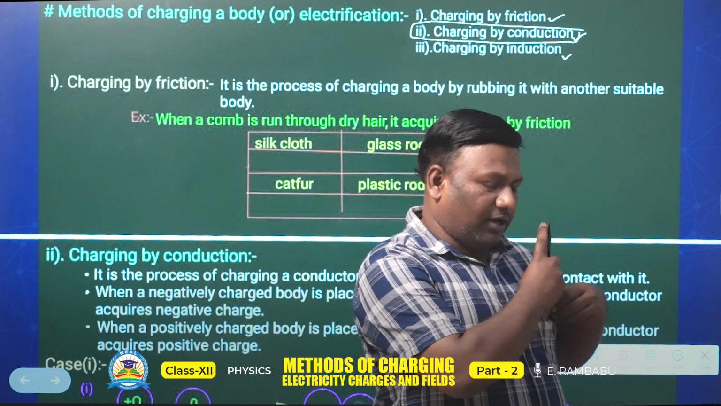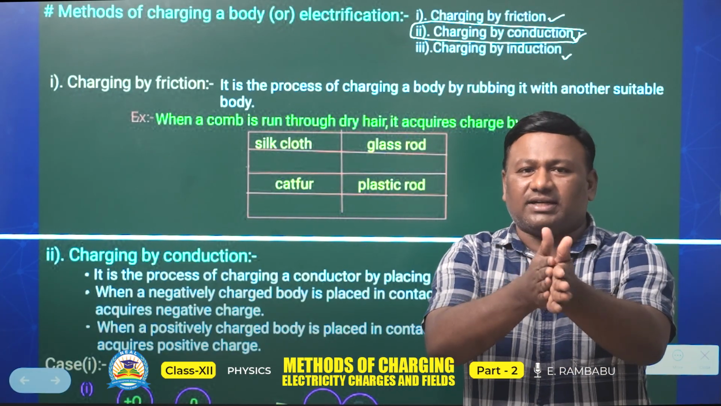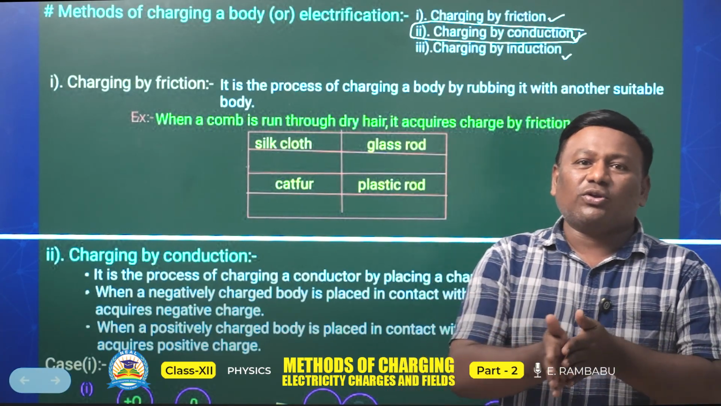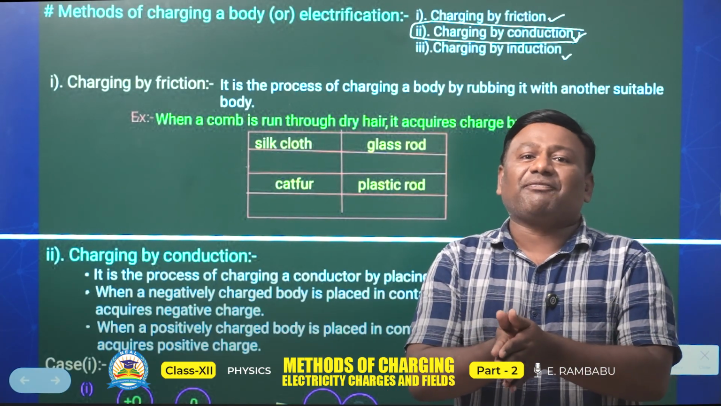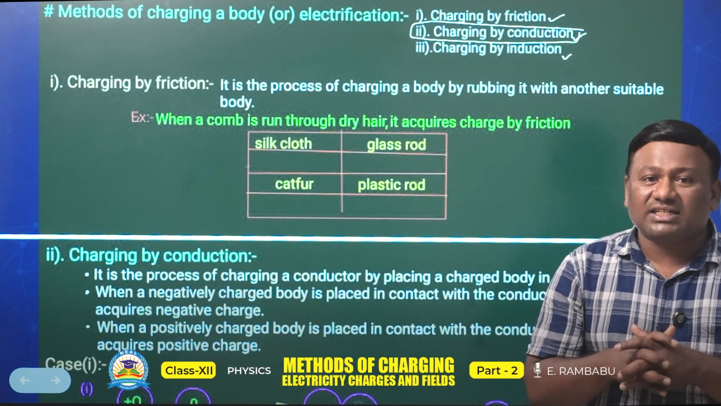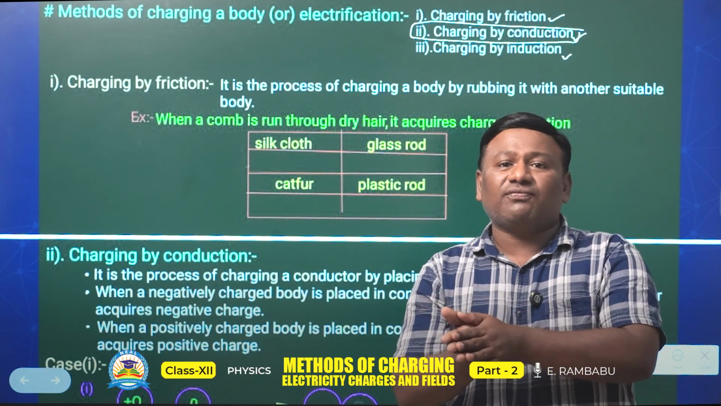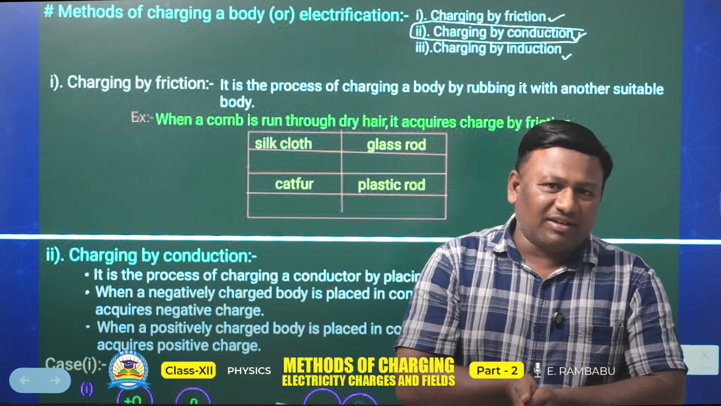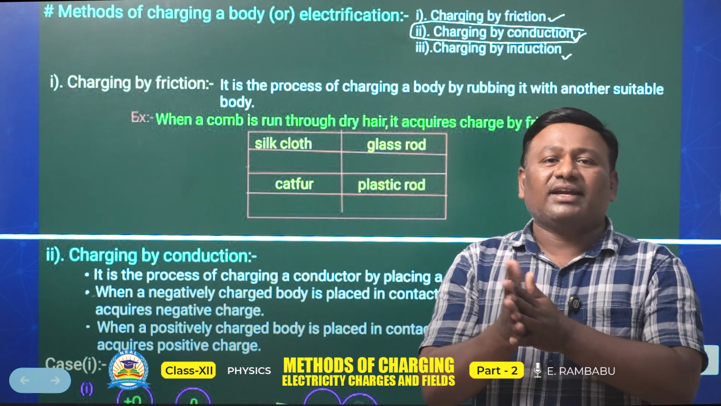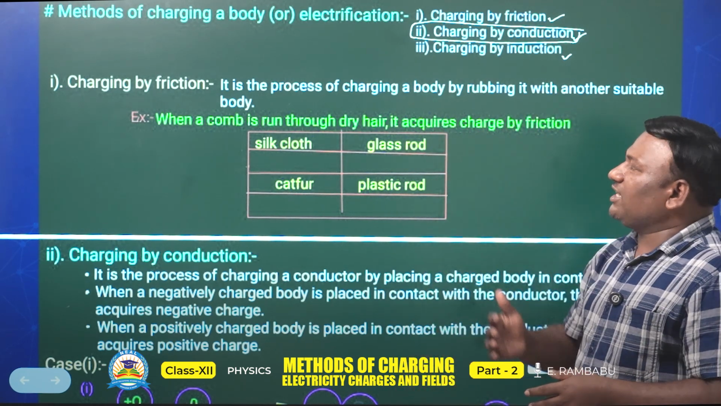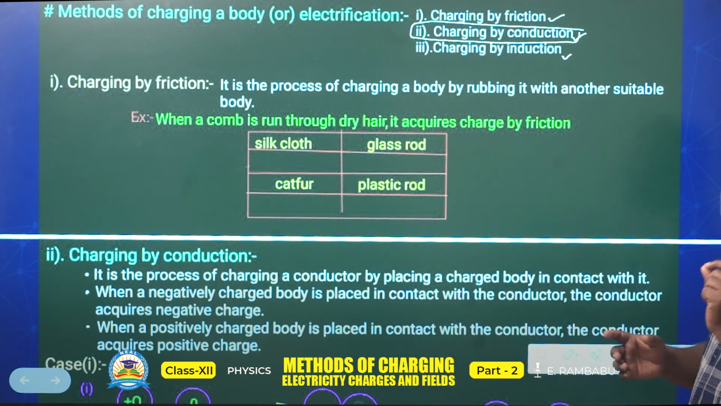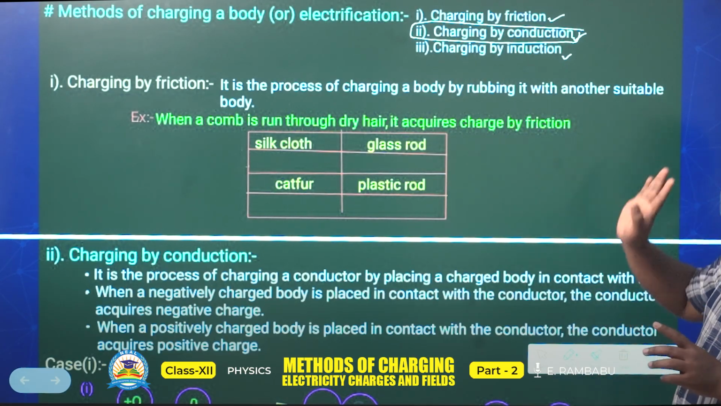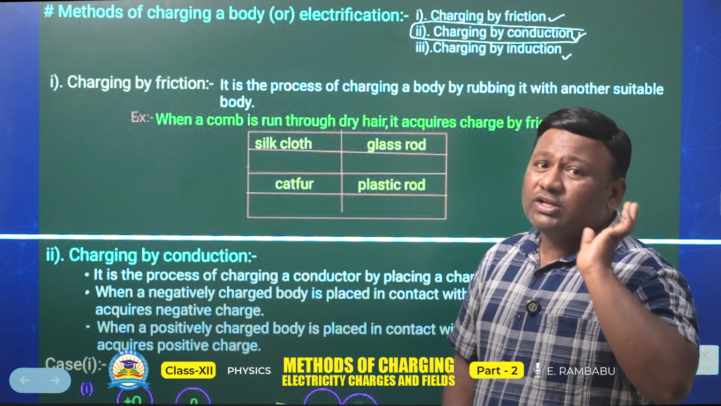Practically also, whenever you are rubbing both your hands, after rubbing for some time you feel some heat. What happened? Due to that rubbing, electrification takes place between them. That electrification is nothing but exchanging of charges. Due to that exchange of charges, one body attains the positive charge and another body attains the negative charge. Similarly here, charging by friction is the process of charging a body by rubbing it with another suitable body. We compulsorily need to take a suitable body.